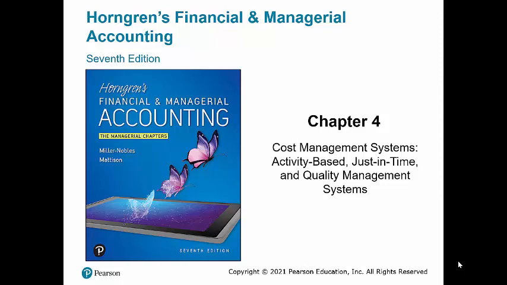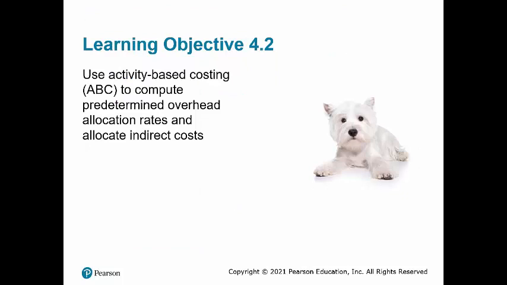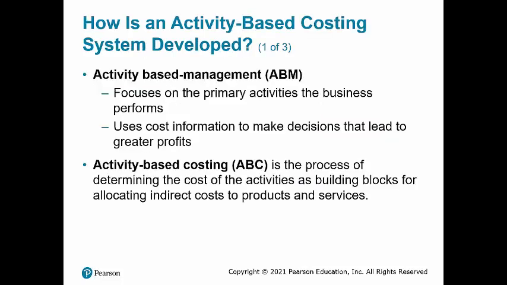This presentation is for Chapter 4, Cost Management Systems, Activity-Based, Just-in-Time, and Quality Management Systems. In this learning objective, we are going to learn how to use activity-based costing to compute predetermined overhead allocation rates and allocate indirect cost. In activity-based management, managers will use activity-based cost information to make decisions that will improve customer satisfaction while also increasing profits.